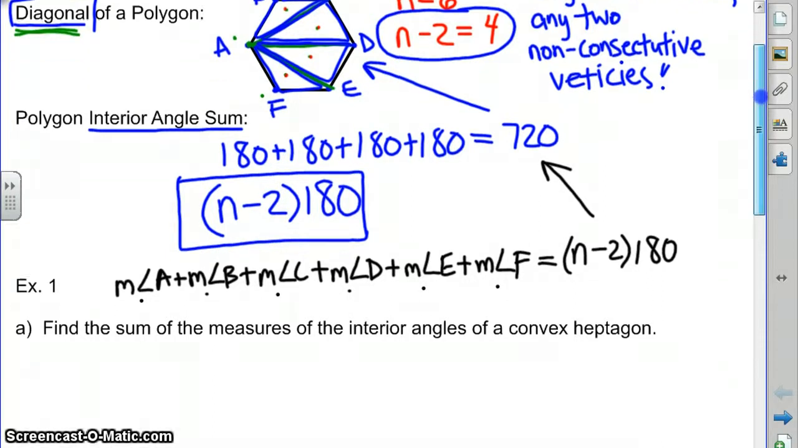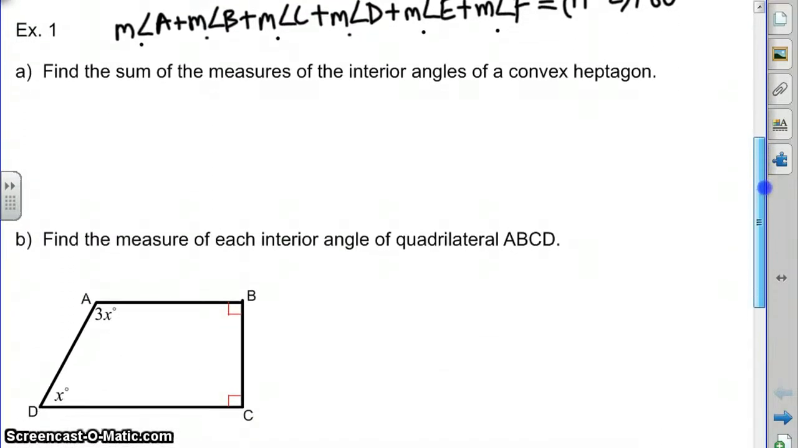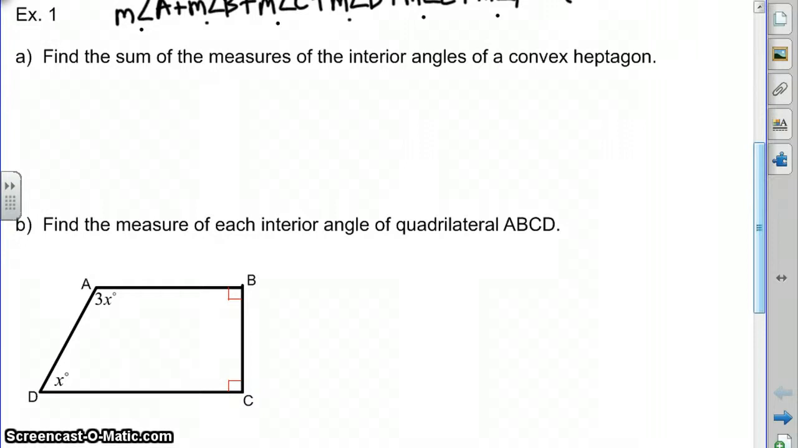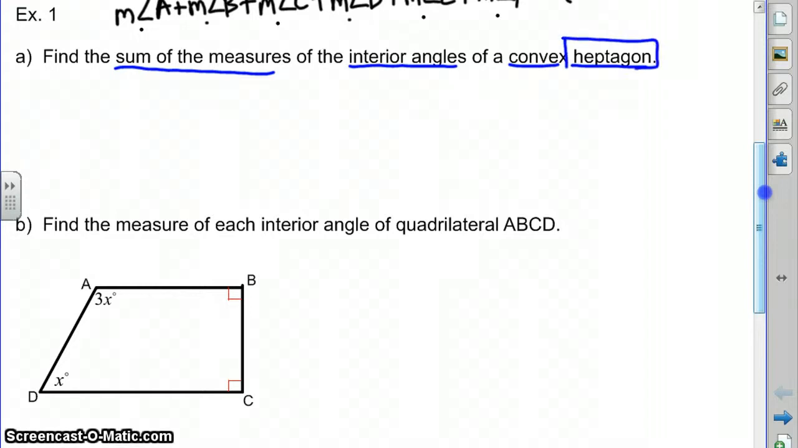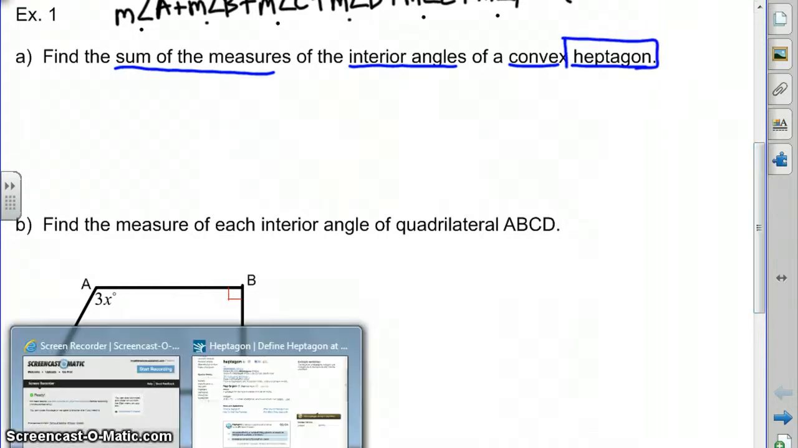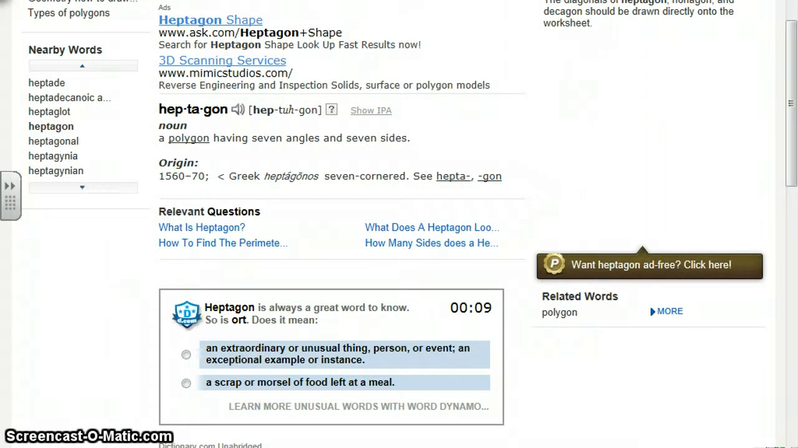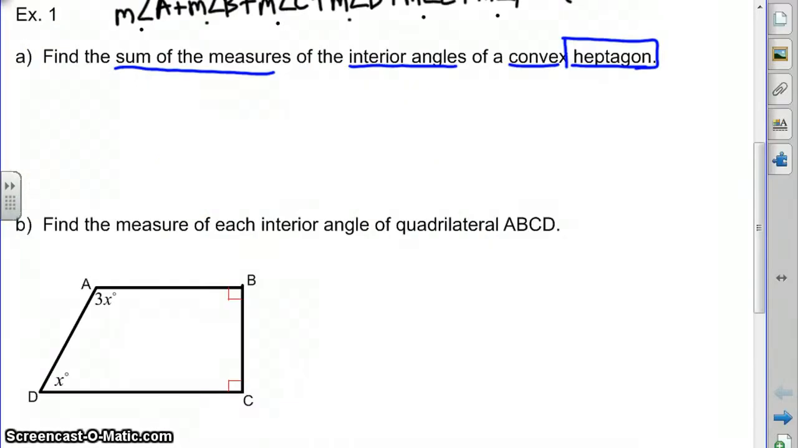So let's use this theorem and look at an example. Our first example says to find the sum of the measures, that's adding up all the measures of the interior angles, those are the angles inside my polygon, of a convex heptagon. The first question we have to ask is how many sides are in a heptagon? Well, I've looked it up for us using dictionary.com. You could also use your textbook. A heptagon is a polygon having 7 angles and 7 sides.